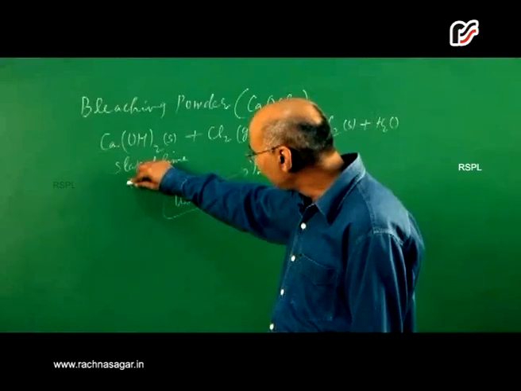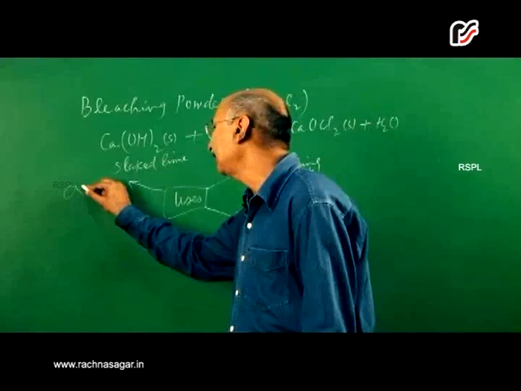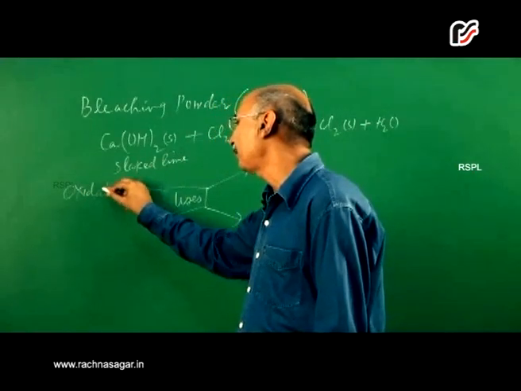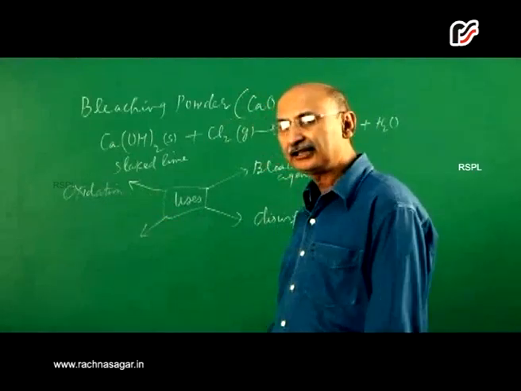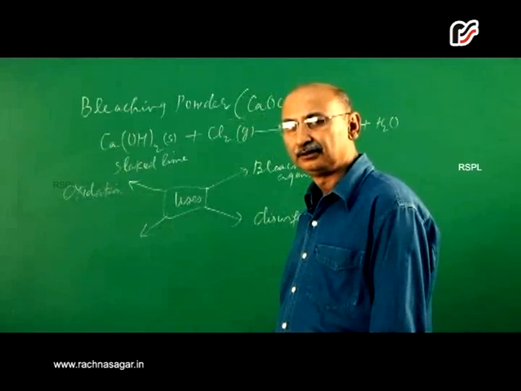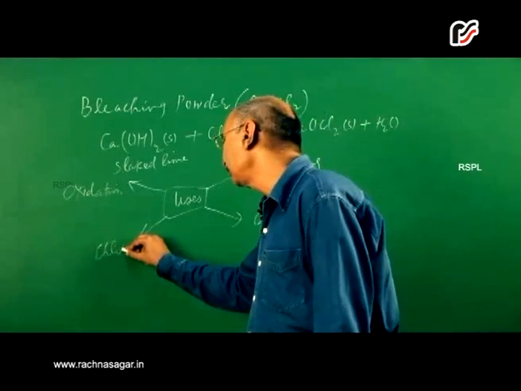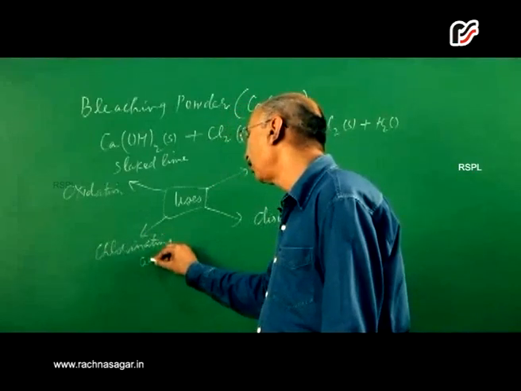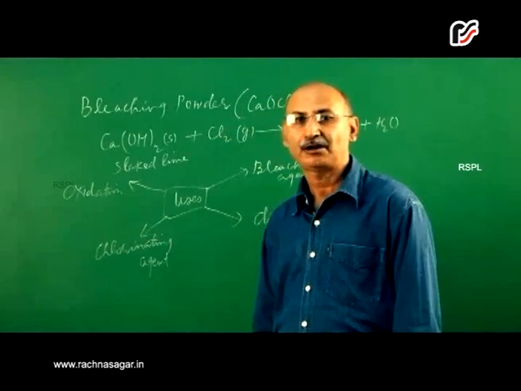Tell me, can we use it as an oxidizing agent? Yes, it can be used as oxidizing agent. In many of the reactions in carbon and compounds, bleaching powder is used as oxidizing agent. There is another use of bleaching powder. It can be used as chlorinating agent. Absolutely correct. It is used as chlorinating agent in the formation of chloroform or carbon tetrachloride. These are the uses of bleaching powder.